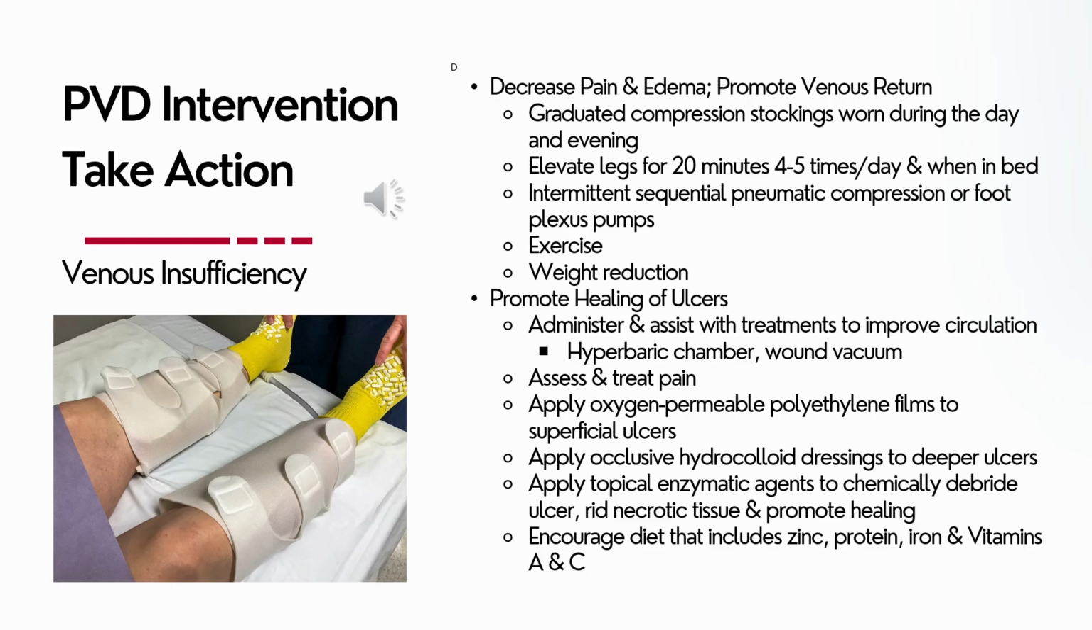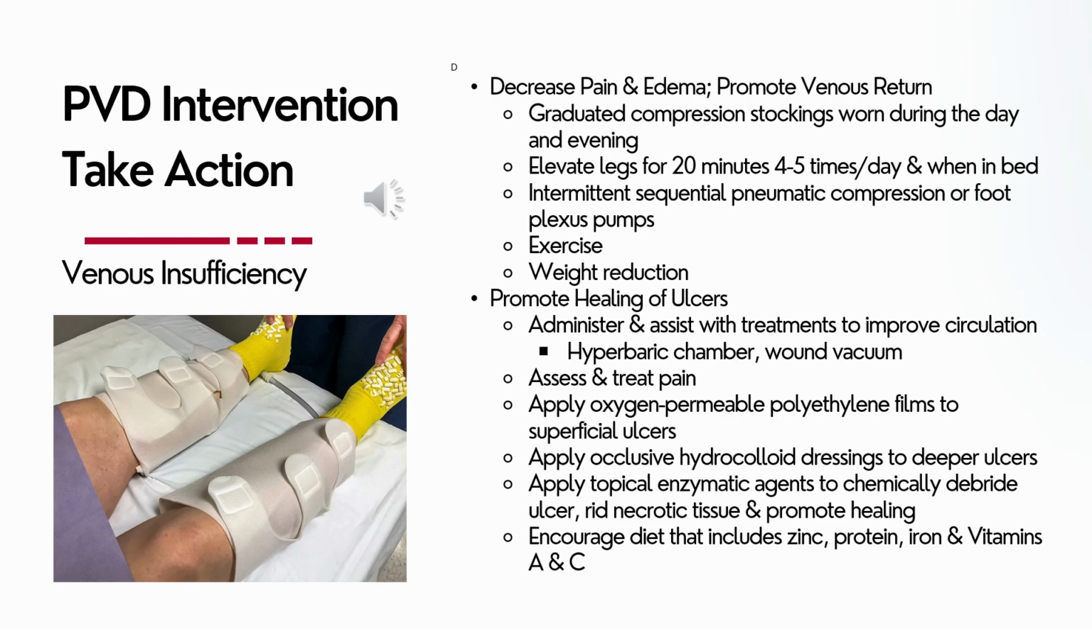For patients who have a venous stasis ulcer, promoting healing involves some advanced therapies like hyperbaric oxygen treatment or a wound vac system. Pain management is important to our care of these venous stasis ulcers. And the choice of dressing really depends on the type of ulcer. An oxygen permeable polyethylene film works really well for superficial ulcers, while an occlusive hydrocolloid dressing like a Duoderm is very effective for deeper ulcers, and they need to remain in place for about 3 to 5 days.